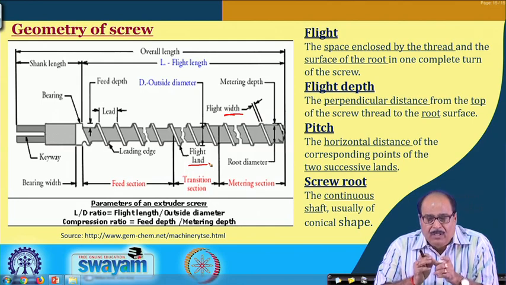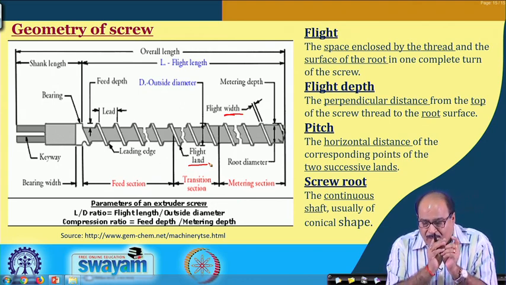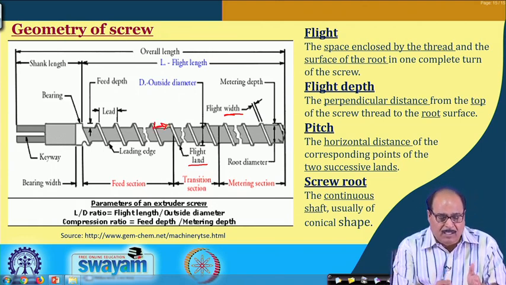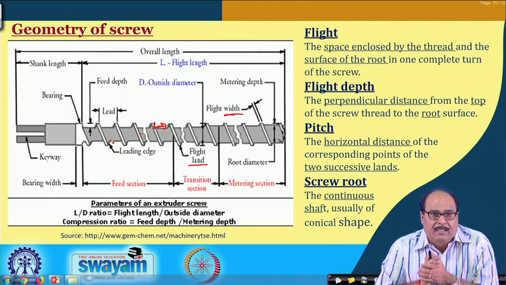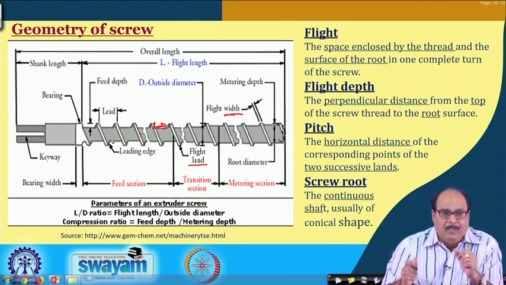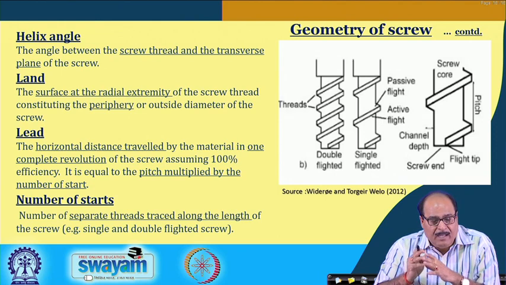The pitch is the horizontal distance between corresponding points of two successive lines. You can see two successive lines here; the horizontal distance between them is known as the pitch. The screw root is the continuous shaft, which is usually of conical shape. The helix angle is the angle between the screw thread and the transverse plane of the screw. Land is the surface at the radial extremity of the screw thread, constituting the periphery or outside diameter of the screw.